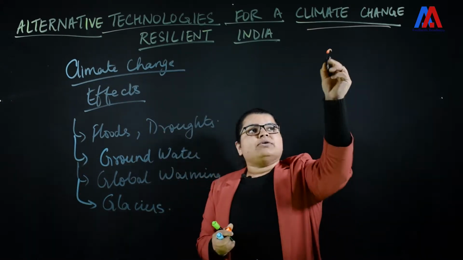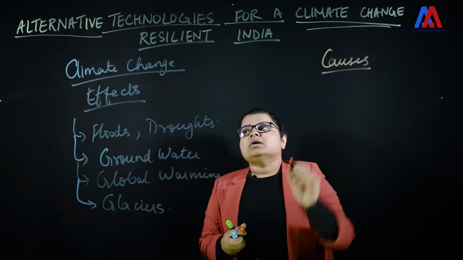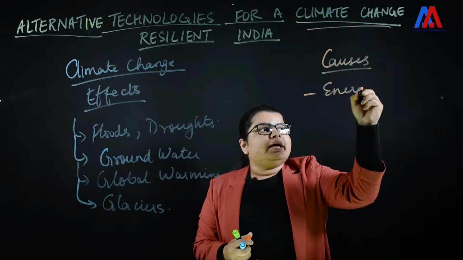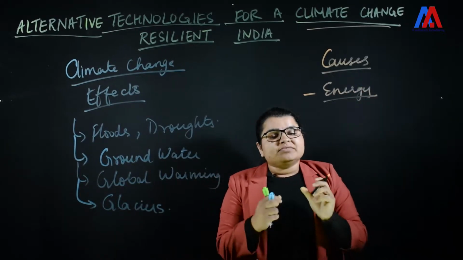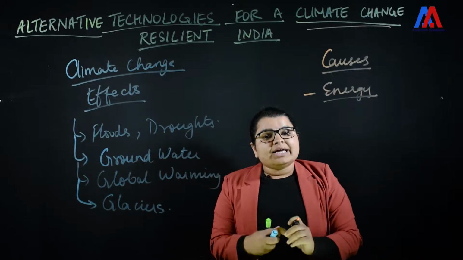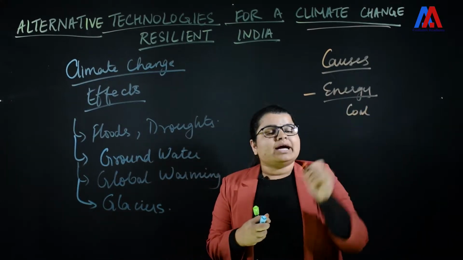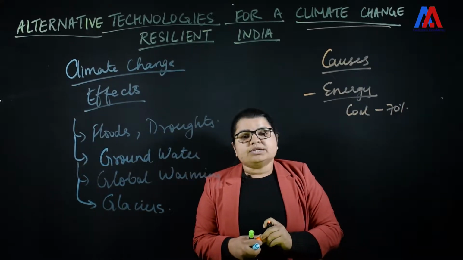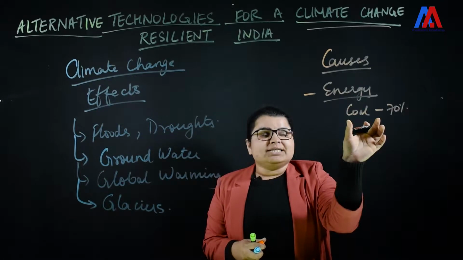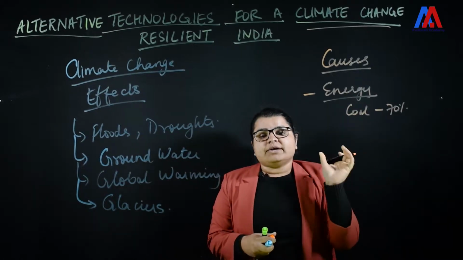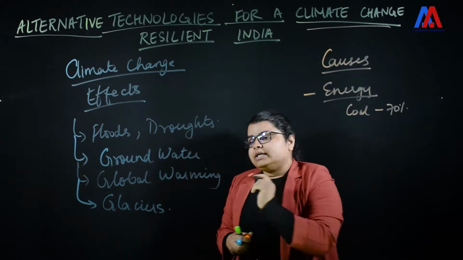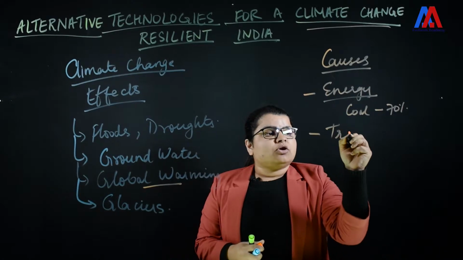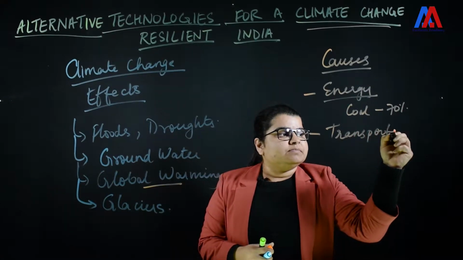Now let's discuss the causes of the climate change. Now the first can be our energy resources. Like the conventional energy resources, we rely mainly on coal and fossils, and this accounts for 70% of the energy that we consume. So this is a major challenge, and this emits a lot of carbon dioxide which is causing the global warming. So you can talk about energy, then you can talk about our transportation mediums.